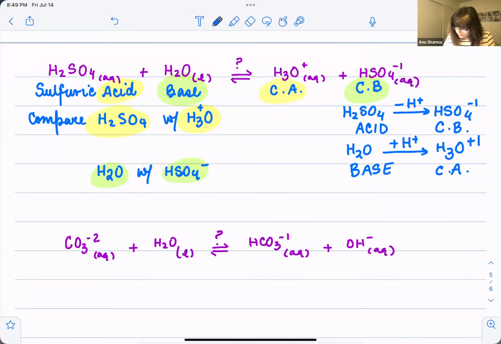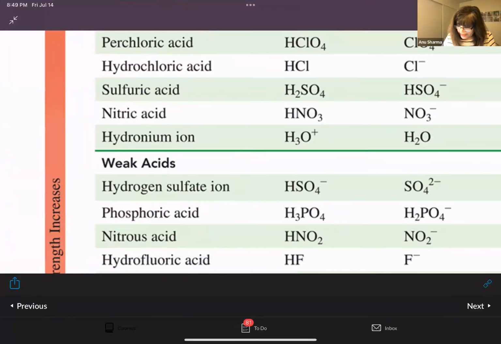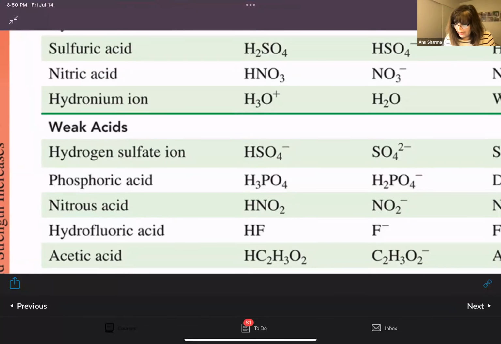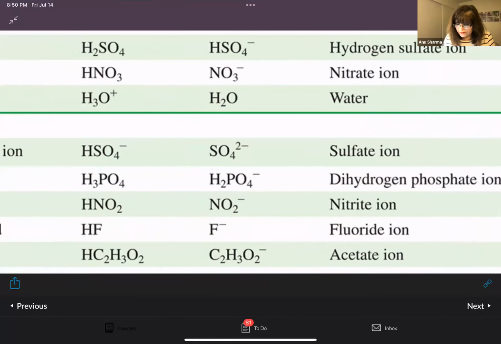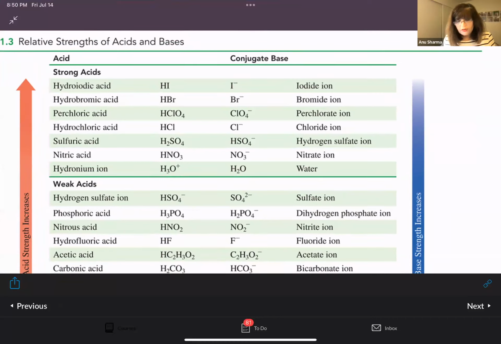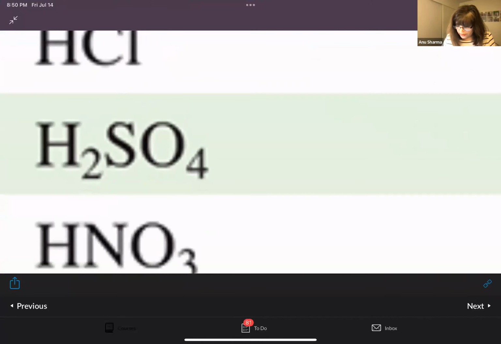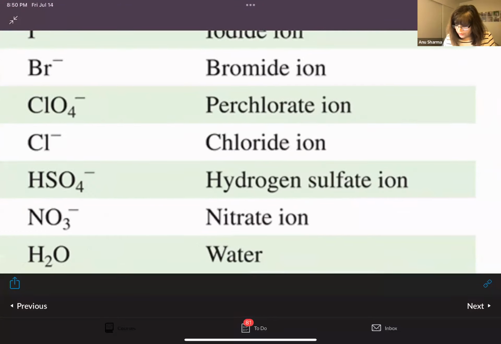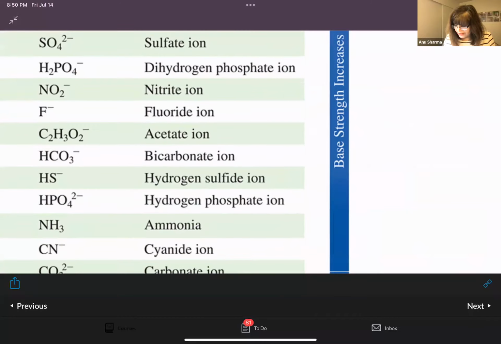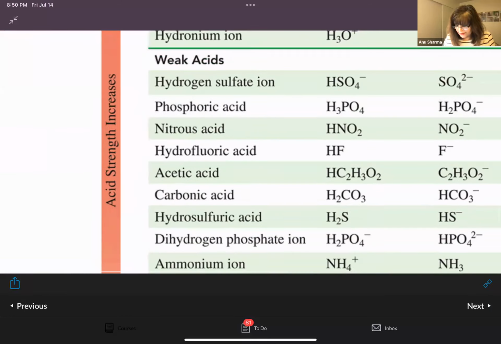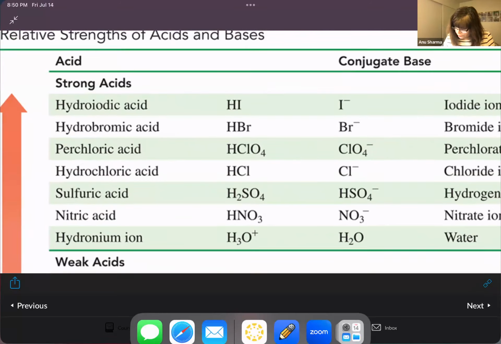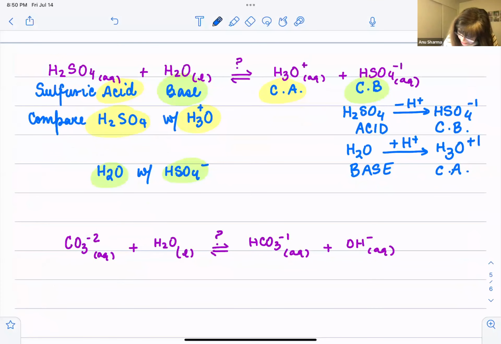So now what do you get here? Sulfuric acid is H2SO4, and its conjugate base is HSO4, but it is falling in the weak category. So which one is stronger? H2SO4 is the stronger. If you compare H2SO4 with HSO4, the hydrogen sulfate ion is on the weaker side. On the bases, from top to bottom, strength is increasing, and on the acids, from bottom to top, acid strength is increasing. So we see that H2SO4 is stronger. This is stronger. And the hydronium ion is weak.